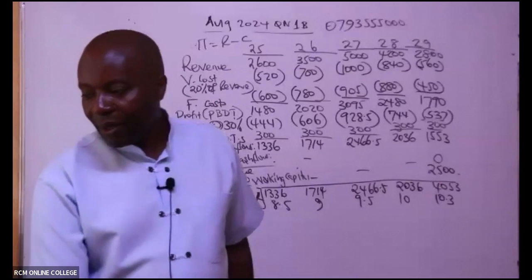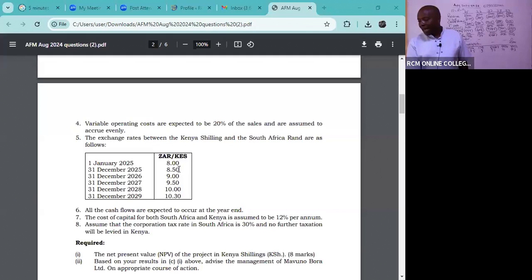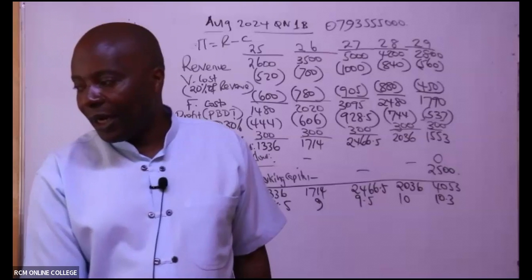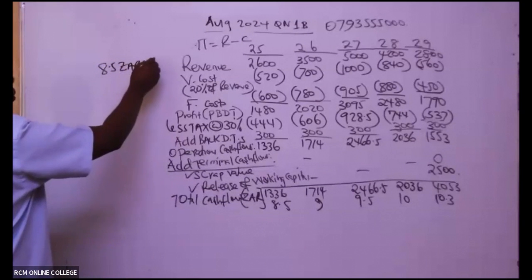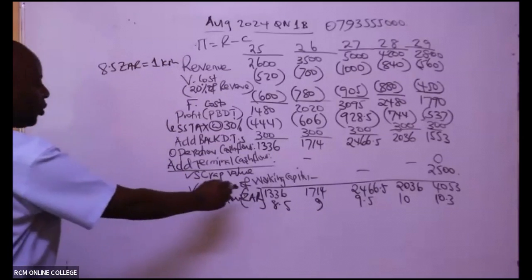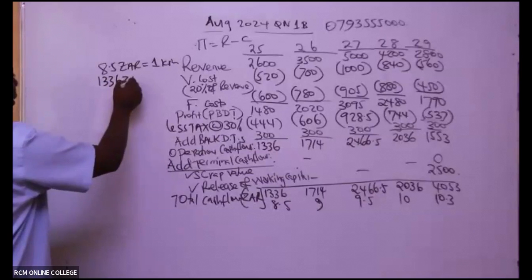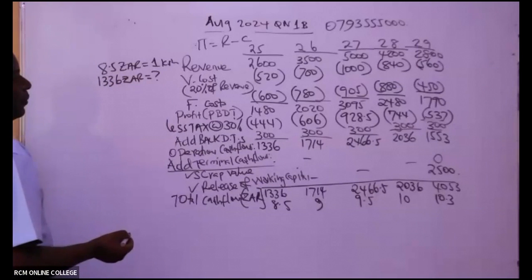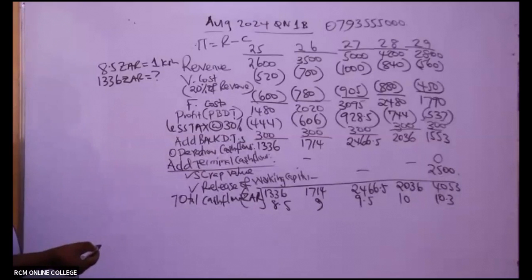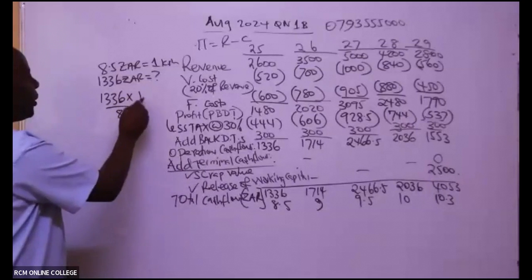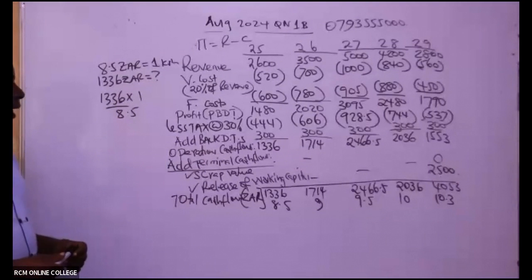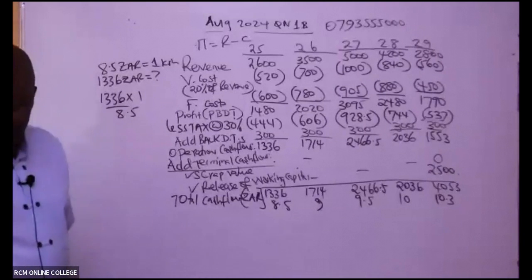So remember, ladies and gentlemen, if you look at this question very well, these are like 8.5 South African rands to Kenya shillings. 8.5 South African rands equals 1 Kenya shilling. How about 1336 South African rands? That's how you do it. So this will be 1336 times 1 divided by 8.5, because here they are telling us, listen here.